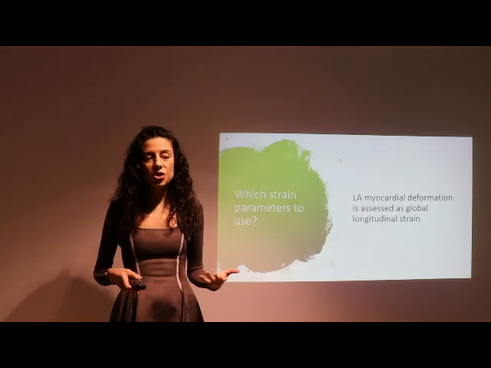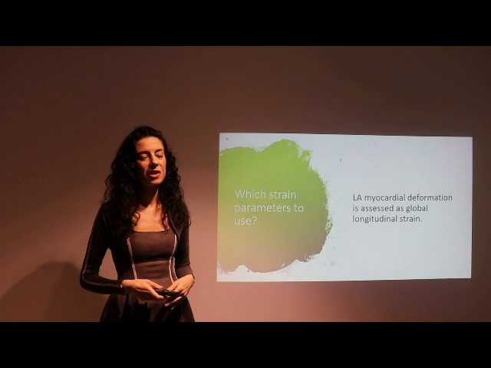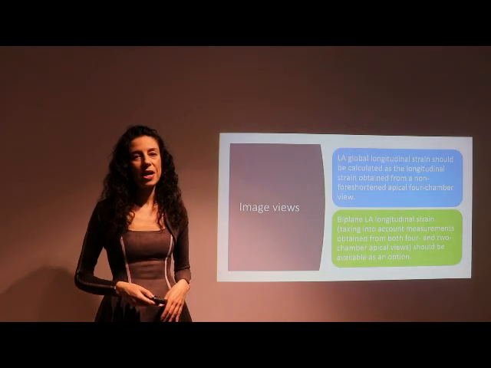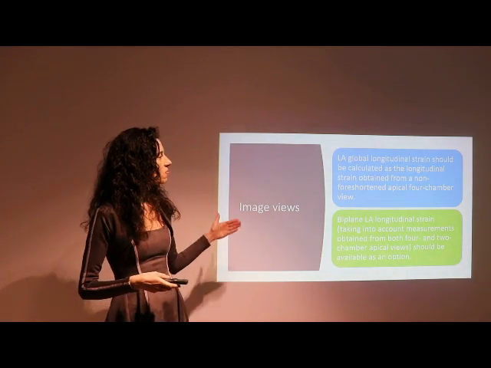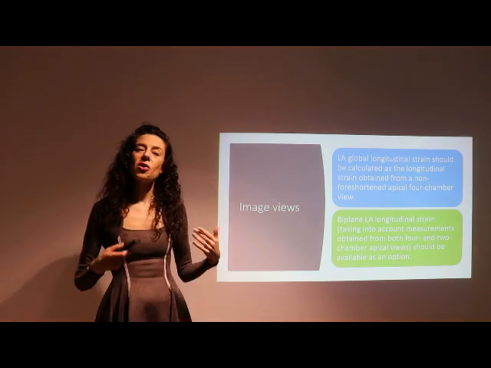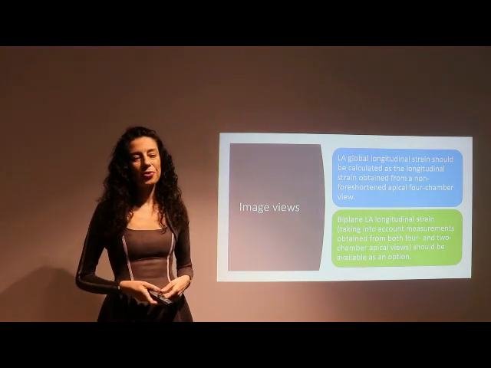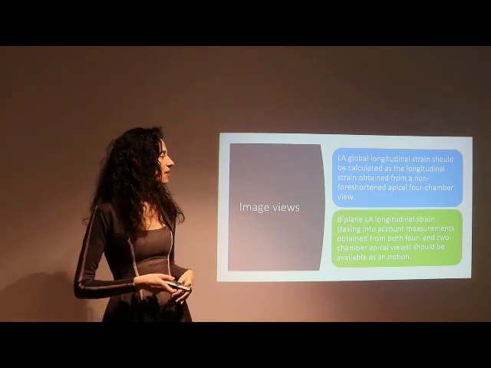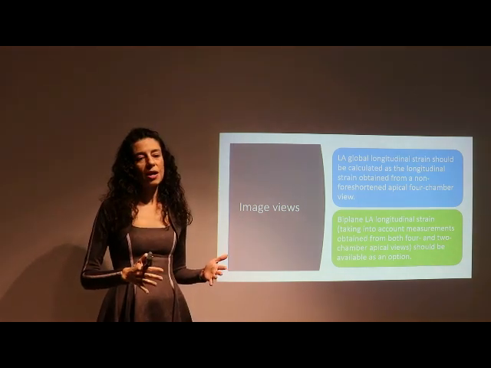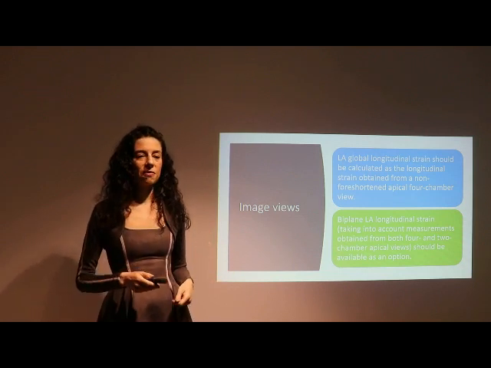To the question of which of the strain parameters should be used: the myocardial deformation of the left atrium should be assessed by global longitudinal strain. Which imaging views should be used? GLS of the left atrium should be calculated as the longitudinal strain obtained from a non-foreshortened apical four-chamber view. The biplane left atrial longitudinal strain, taking into account the measurements from four- and two-chamber views, should also be available as an option.